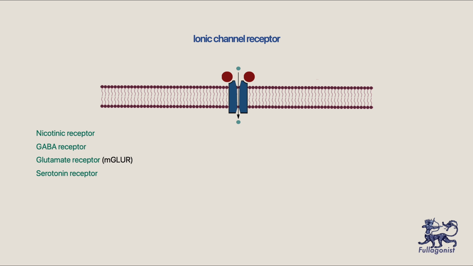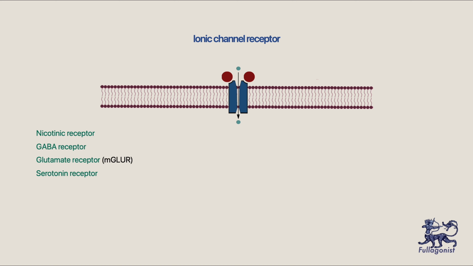GABA receptors also work the same way. GABA is the major inhibitory neurotransmitter in the CNS. It's coupled with the chloride channels. Chloride entering the cell leads to hyperpolarization of the cell and inhibition of the neuron. Benzodiazepines, barbiturates, and alcohol work by the GABA receptor. They activate it and produce inhibitory effects on the neurons.